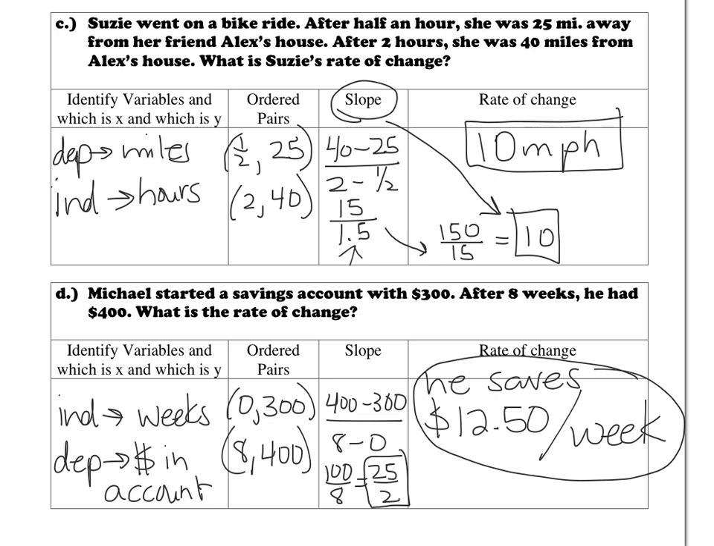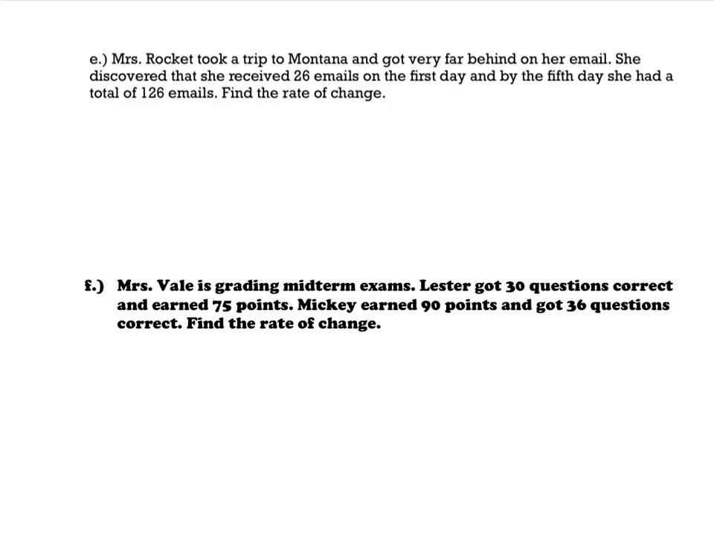And so there's the answer to D. Stop the video, make sure you've got it right, and then move on to the next page or the next problem. Not all problems are going to have that chart. In fact, any of the problems that I give you are just going to look like E and F. So whenever you do these, you have to identify which variable is x, which one is y, write your ordered pairs, find the slope, and then find the rate of change. I encourage you to take a moment to turn off the video and try E and F on your own and then come back to me to see if you got them correct.